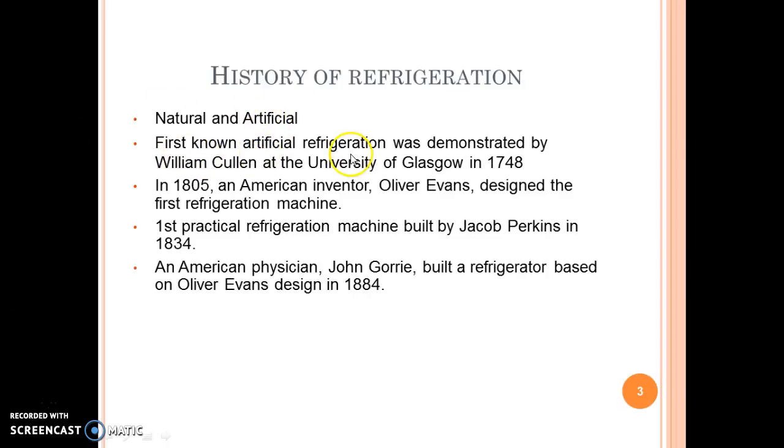Now, the first known artificial refrigeration was demonstrated by William Cullen at the University of Glasgow in 1748. Since then, there were a lot of inventions. Prominent among them were, in 1805, Oliver Evans, who designed the first refrigeration machine. But the first practical machine was built by Jacob Perkins in 1834, and an American physicist, John Gorrie, redesigned Oliver Evans' design in 1884 and built a refrigerator based on it.